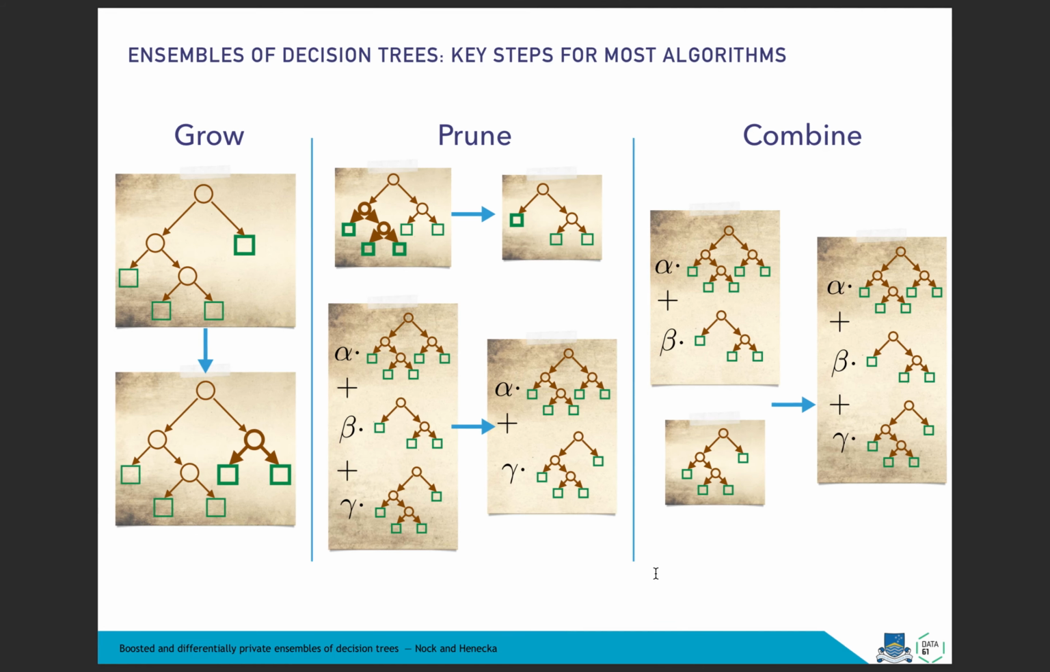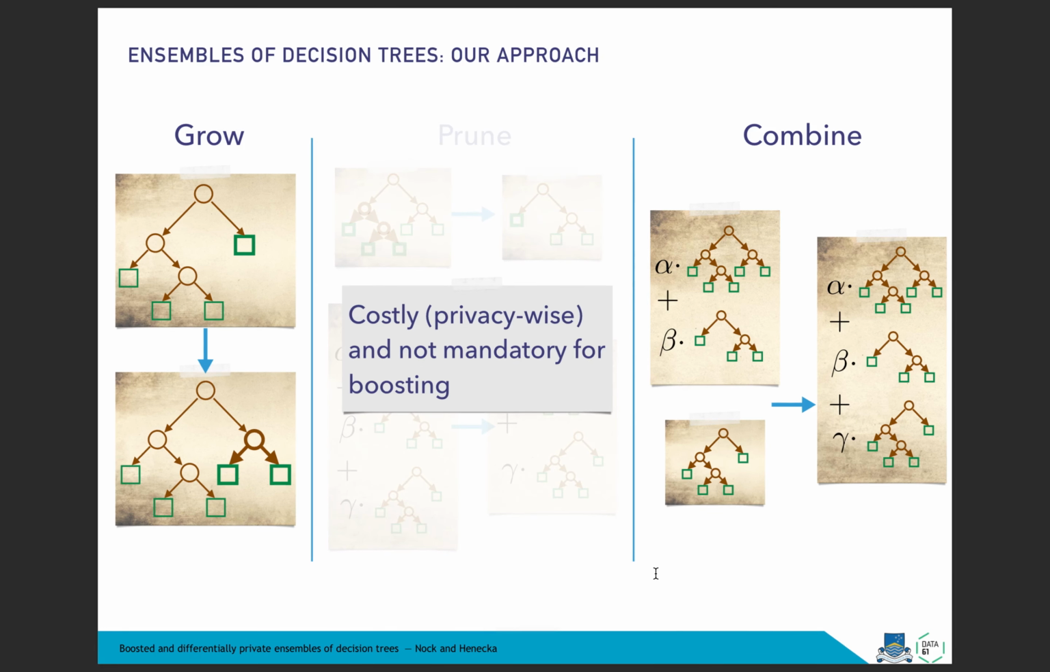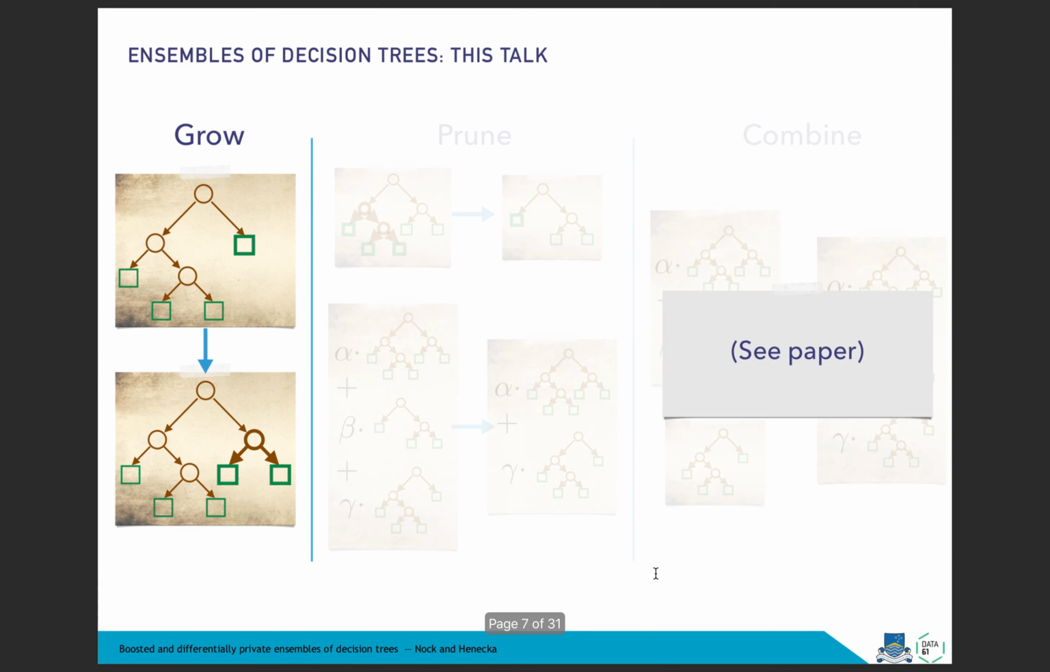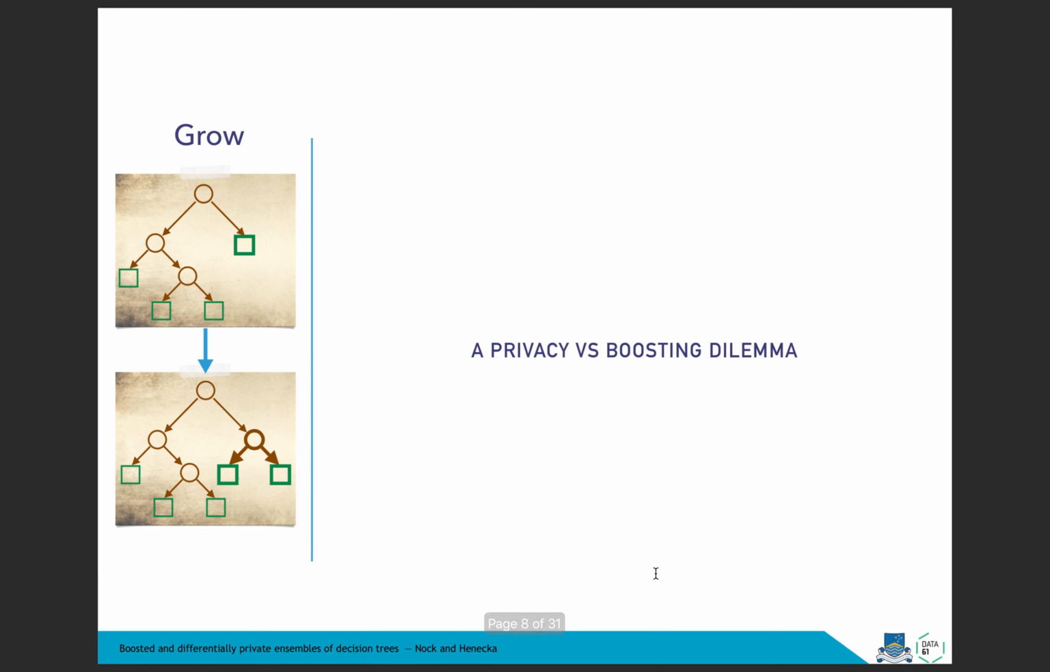Most algorithms implement a subset of three main steps. One is growing a tree from scratch. Another one is pruning a tree. A third type is the combination of various decision trees. And we can as well prune the ensemble of decision trees. In our approach, we have chosen not to consider pruning because, first, it's costly from a differential privacy standpoint. It costs budget. And it turns out also not to be mandatory for boosting. And in this talk, I won't detail the combination part. I just focus on the growing part.